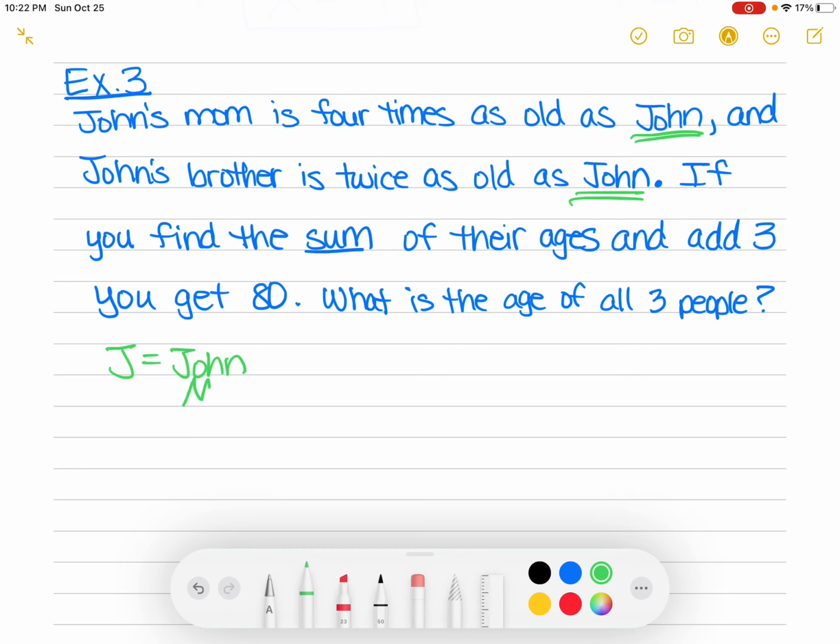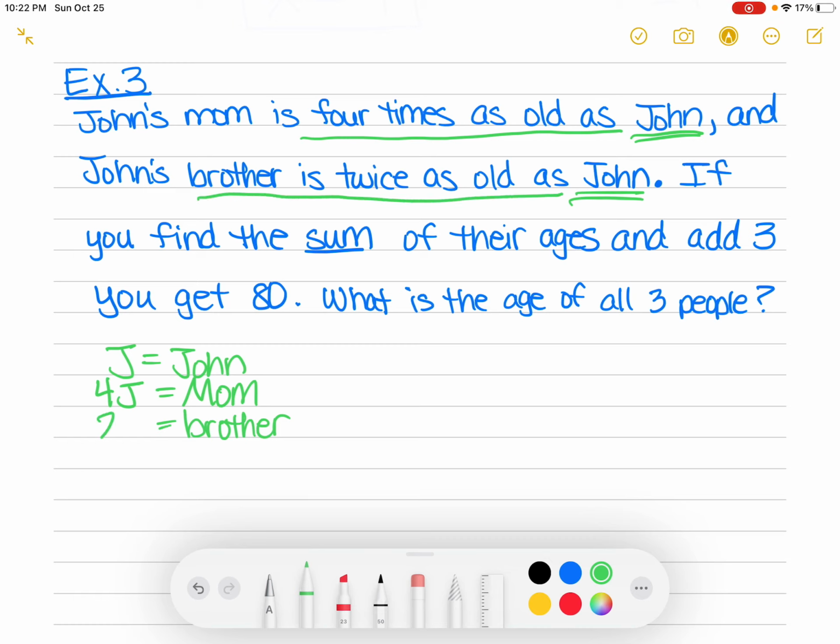So what is mom? Mom is 4 times as old as John. So she's going to be 4J. And then we need to know what brother is. So we read the problem. It says brother is twice as old as John. So he's going to be 2J. Okay, now we know what they all are. John is J, mom is 4J, and brother is 2J.